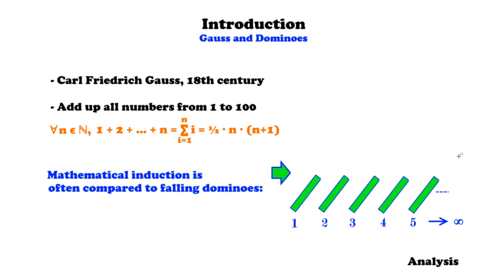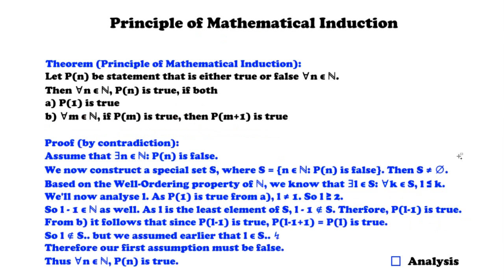Let's now talk about the principle of mathematical induction. So the principle of mathematical induction is a theorem, and it's what mathematical induction is based on. Therefore, as a mathematician, it's important to know what a theorem is, and of course we have to prove it as well. So the theorem is defined as follows: let Pn be a statement that is either true or false for all n in the natural numbers. Then, for all n in the natural numbers, Pn is true if both P1 is true, and for all m in the natural numbers, if Pm is true, then Pm+1 is true.